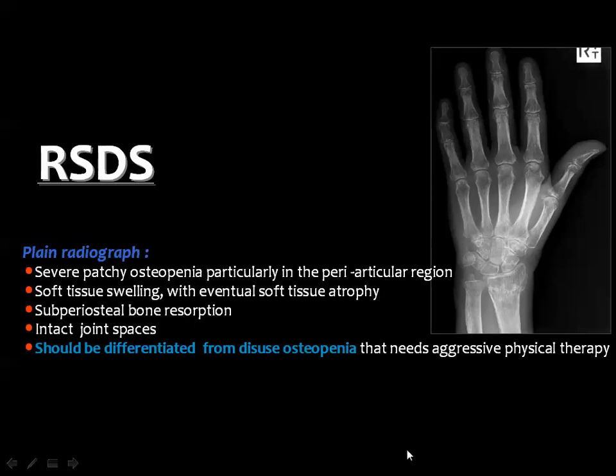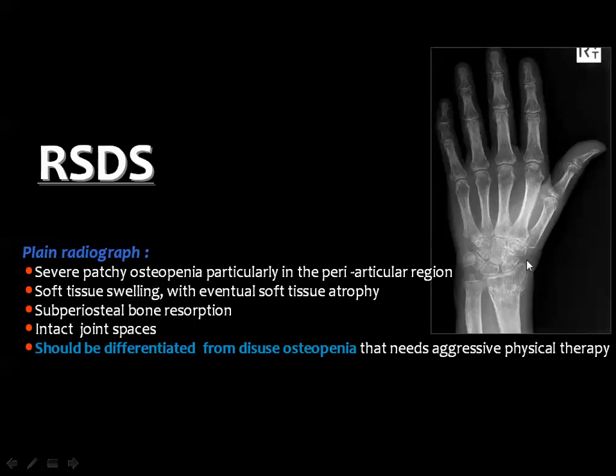Then in the X-rays, you get severe osteopenia in the periarticular area, and you may see the underlying etiology if you look carefully here, and you see a fracture in the distal part of the radius. Together with osteopenia, there is soft tissue swelling, as you see in the photograph, and after that you get soft tissue atrophy. Subperiosteal bone resorption may occur and the joint spaces are not affected.